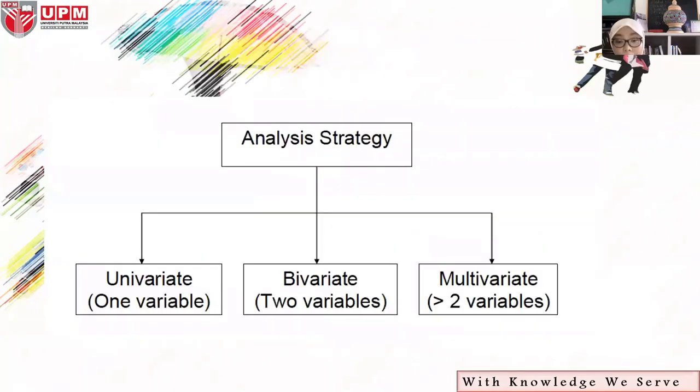But before we proceed to univariate, let me introduce this. If we determine the type of analysis according to the number of variables in our study, we can divide it into three categories. The first one is univariate, which is the analysis that involves only one variable. The second one is bivariate, which involves two variables, and then multivariate, which involves more than two variables.